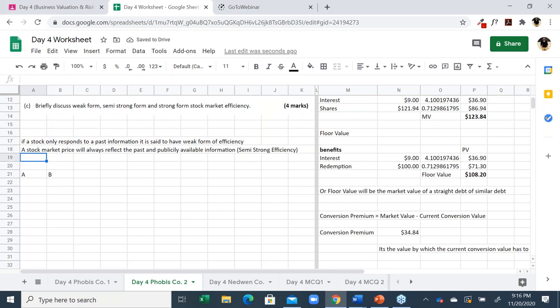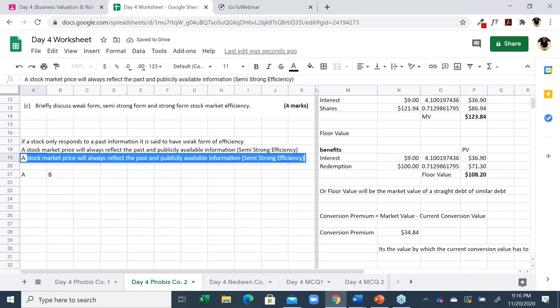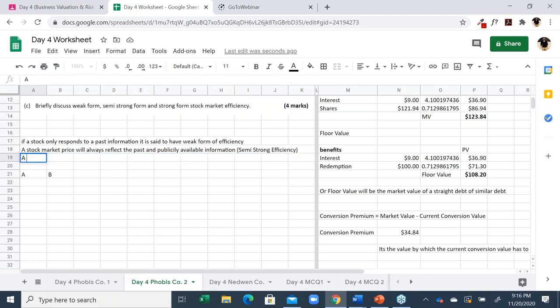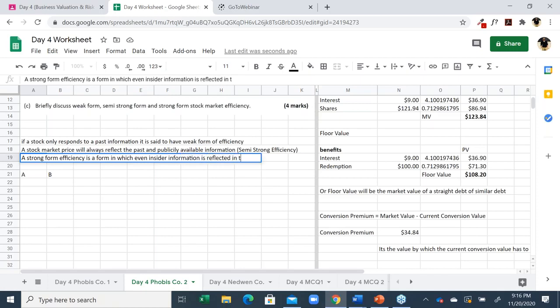And there is another one, which is an illegal form, where a strong form efficiency is a form in which even insider information is reflected in the share price. What does this mean?